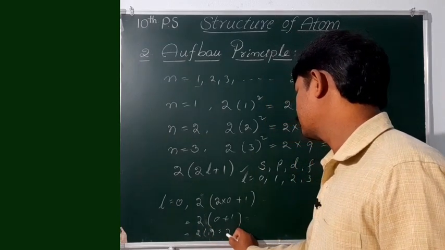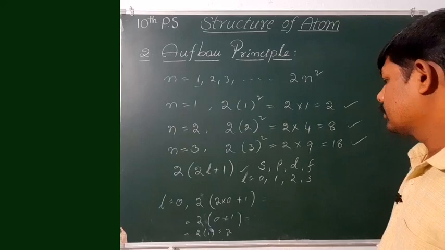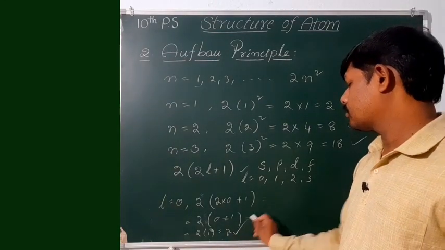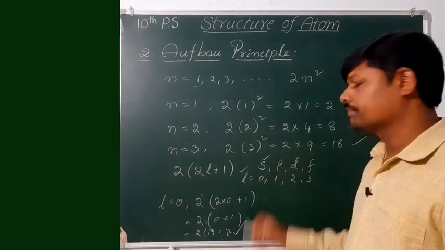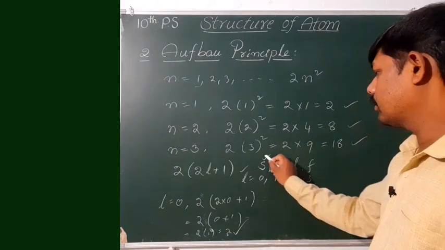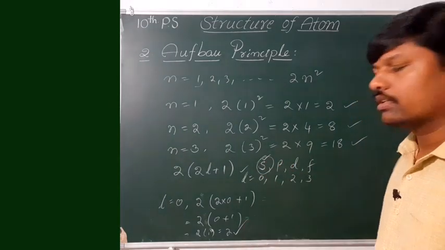That means 2 into 1 is equal to 2. So that means 2 electrons are present in the s orbital. So in the s orbital, there are only 2 electrons.